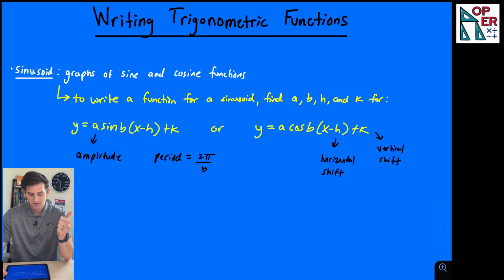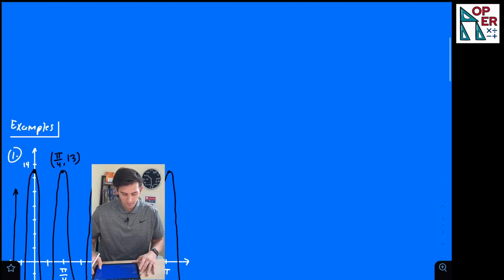Remember, A is going to be our amplitude. Period is going to help us to find B. Period is equal to 2 pi over B. And then H and K are our horizontal and vertical shifts. We can see that here on the screen for both sine and cosine. We're going to do two examples, one of each.